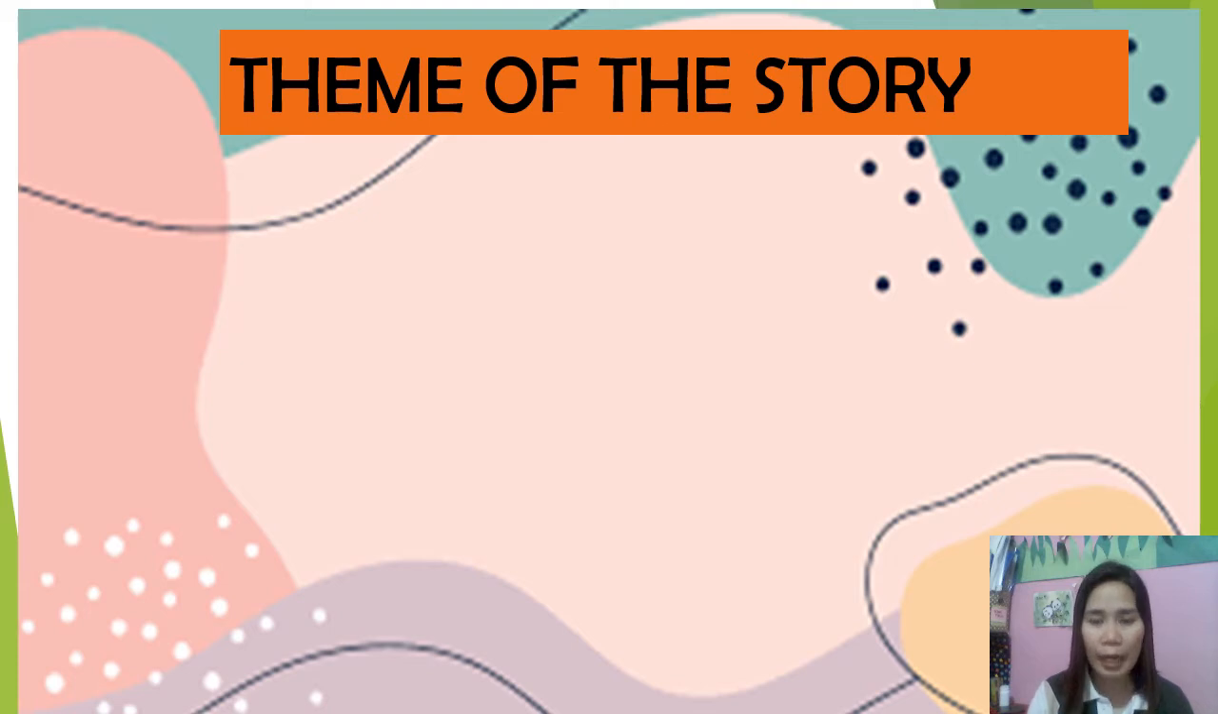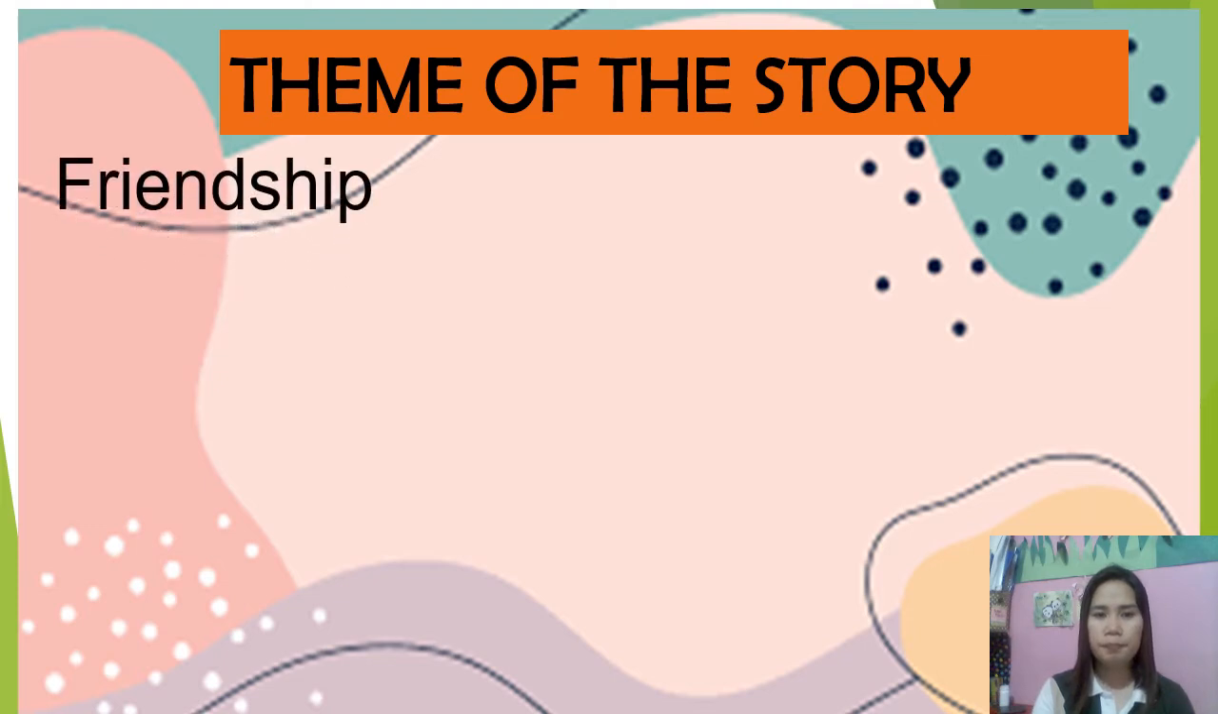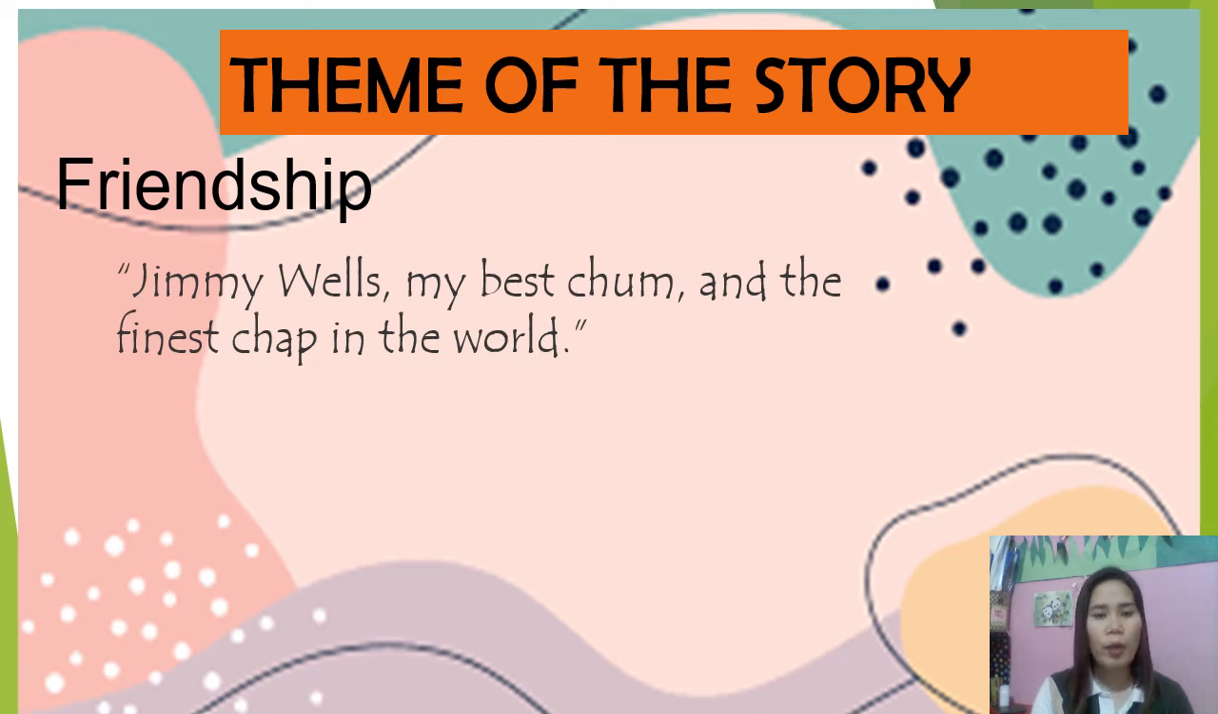Now let's find out the themes of the story. First, we have friendship. The story first introduces the friendship theme when Bob attempts to justify his presence to the policeman, and of course, he talks about Jimmy Wells with pride and praise. So let's read this: Jimmy Wells, my best chap and the finest chap in the world.